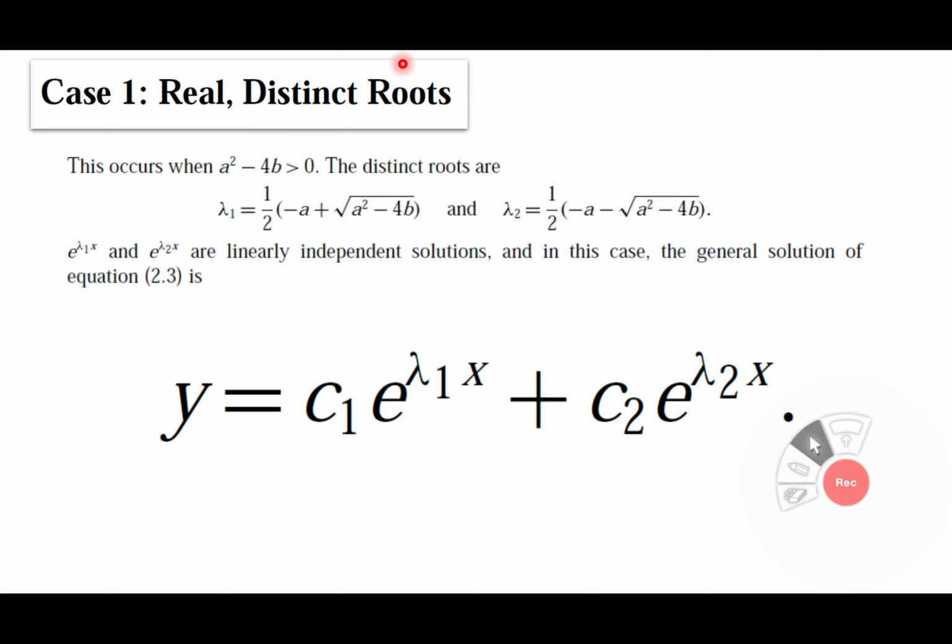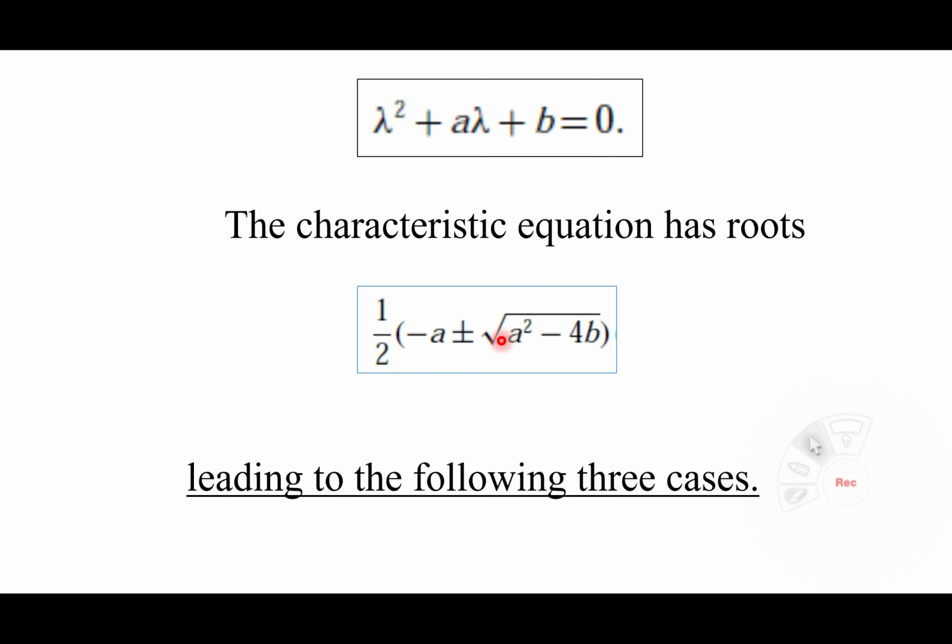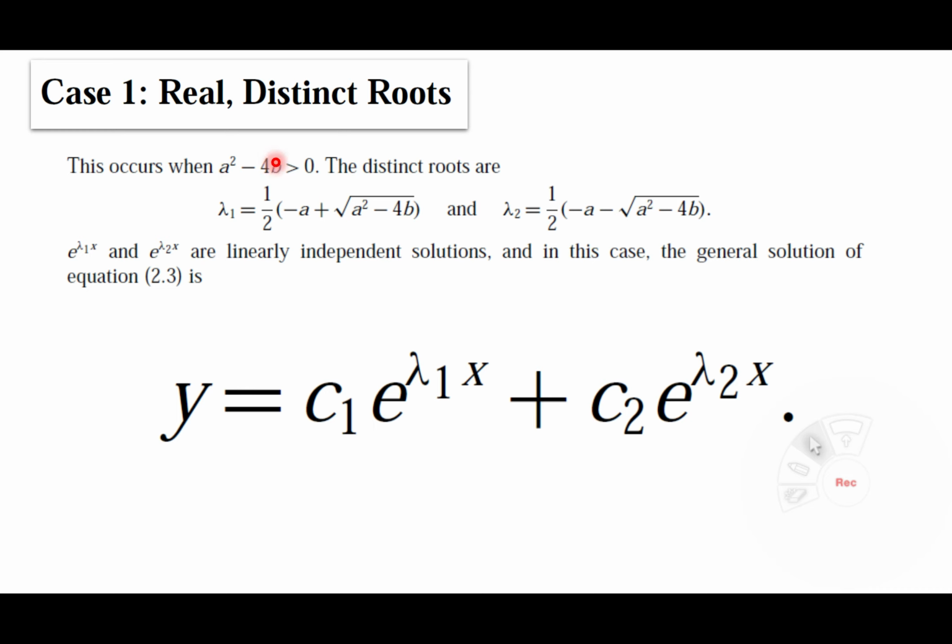Roots, because we are talking about a quadratic equation, so we have two roots here, as we said. This occurs when the term under the radical, let's go back here, a squared minus 4b, is larger than 0. This means that the roots are distinct. The distinct roots are lambda 1 and lambda 2.